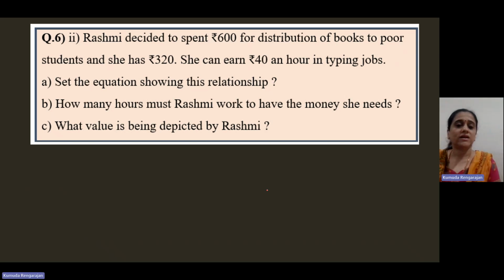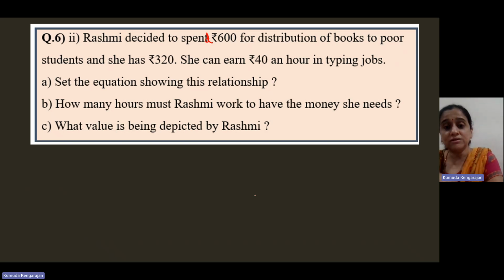Yeah, Rashmi decided to spend rupees 600 for distribution of books to poor students. Okay, so she wants to spend 600 rupees, but she has only 320 rupees. But how much does she have with her at the moment? She has only 320 rupees.